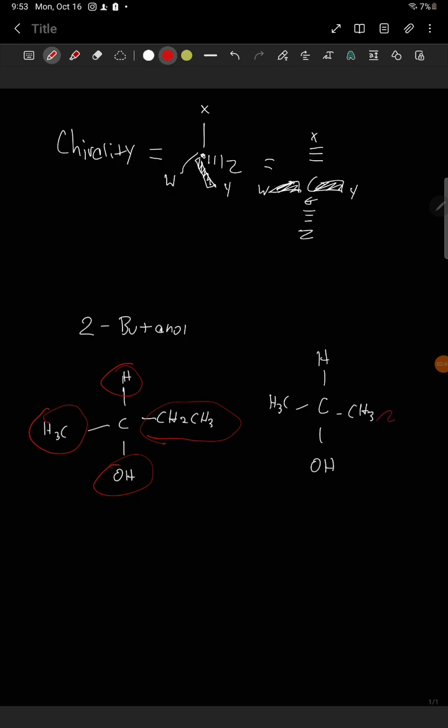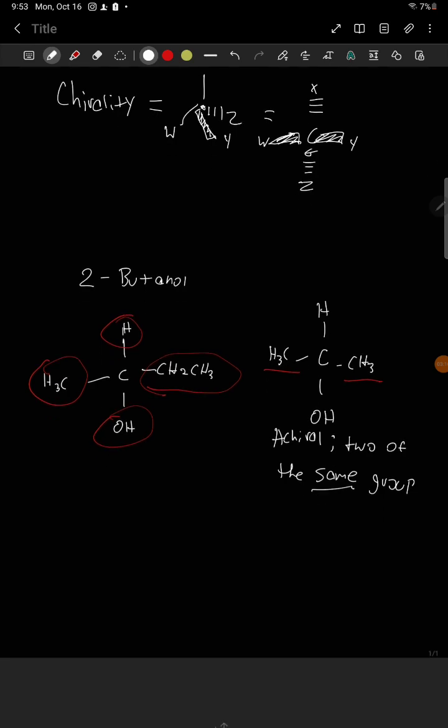As you can see, we have two methyl groups. Same thing. That means when we have two methyl groups, this molecule is now achiral. There's two of the same group. That's achiral. Now, let's do some examples here to help you out.